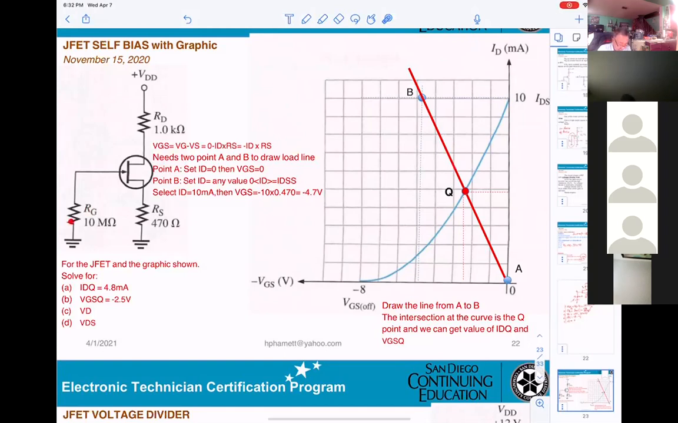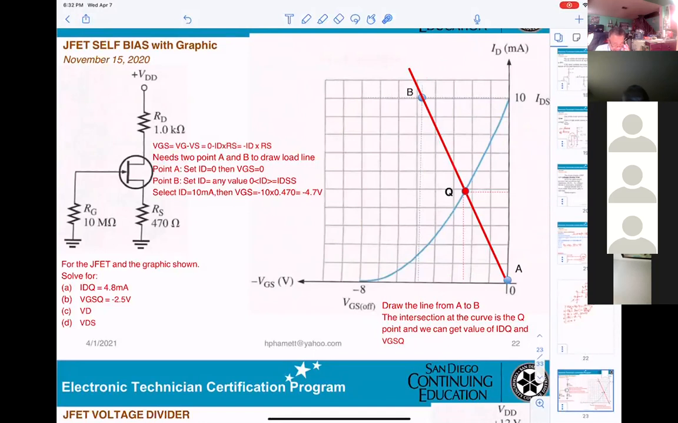Self-bias means you don't have any power source here. On the fixed bias, you get a minus VGG, but here there's no power. So that's why they call it self-bias. The FET will be on even without the gate voltage here; it still works. Now, for the JFET self-bias, they must give you this graph here. Without it given to you, it's very, very hard to calculate.